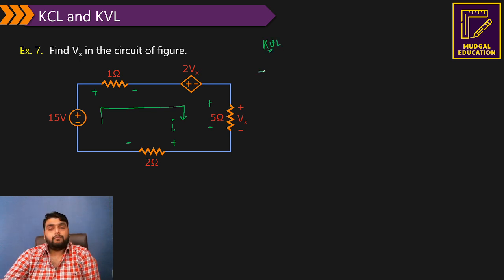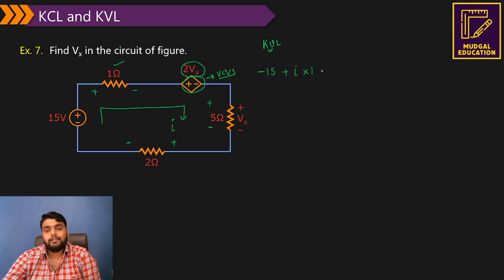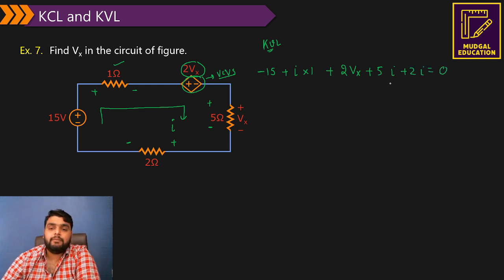So I can say it is minus 15. It is plus I multiplied by 1. I applied Ohm's law across here. Now this is a dependent voltage source. It is a voltage controlled voltage source. So since it is a voltage source, this is actually a voltage magnitude. So I can say it is plus 2 times Vx, again plus 5 times I plus 2 times I equal to 0. So it is 5 plus 2, 7. It comes out to be 2 Vx plus 8 times I equal to 15.